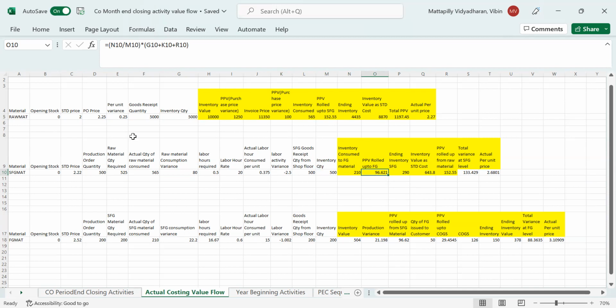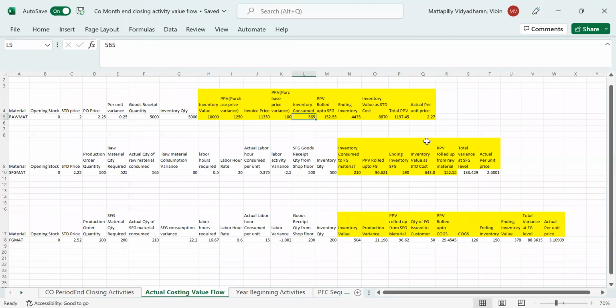The system will calculate N10 divided by M10. N10 is the total inventory taken to manufacture FG, divided by the inventory M10. Out of 500, 210 quantity were taken. So 210 divided by 500, multiplied by the total variances. Which are the variances? G10, that means raw material consumption variance, then K10, the labor activity variance of minus 2.5, plus R10. R10 is the raw material variance rolled up to the SFG level.